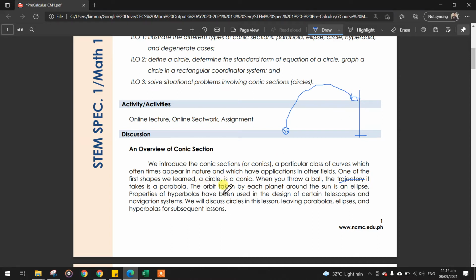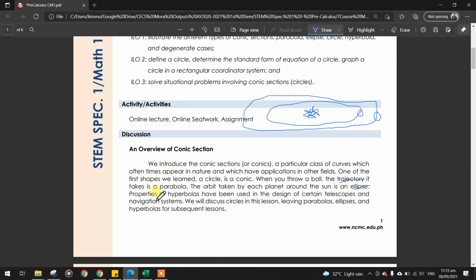Also, the orbit taken by each planet around the sun is an ellipse. So for example, let me erase this. For example, here is the sun, right? It is in the middle of our solar system. And the planets that orbit it follow an ellipse. So for example, this is Mercury, and this is Venus. This orbit is an example of an ellipse. So we have seen the parabola, and now the ellipse.